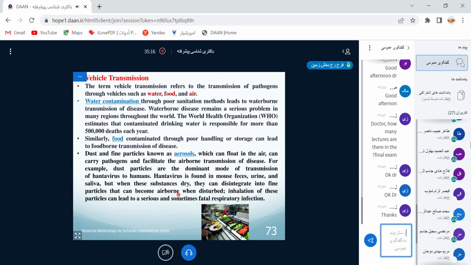73. Vehicle transmission. In the next part, we are going to talk about vehicle transmission. The term vehicle transmission refers to the transmission of pathogens through vehicles, such as water, food, and air.